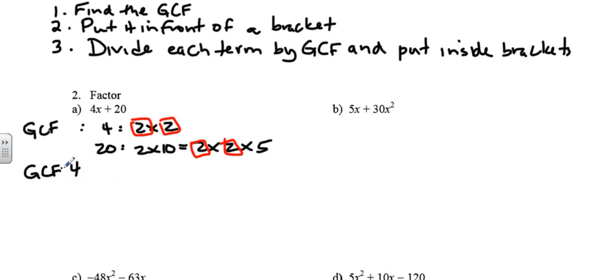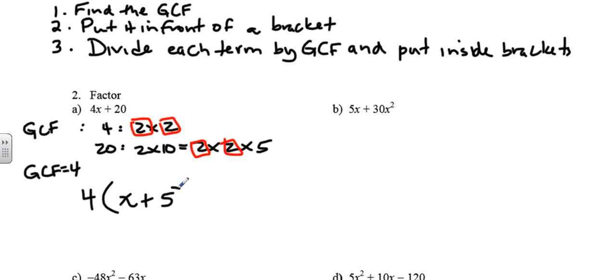All right, so now I'm going to take that 4, just like I said here. I'm going to find the GCF. I'm going to put it in front of a bracket. So I'm going to open up that bracket. Now I have 4 times something, right? Well, what does 4 have to be multiplied by so that I get my answer back? 4 times x gives me 4x, right? Or you could think of it as 4x divided by 4. And that gives me x. And then 4 times what gives me 20? Or 20 divided by 4 is 5.